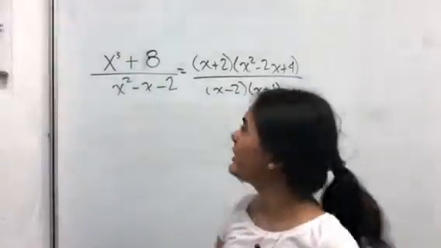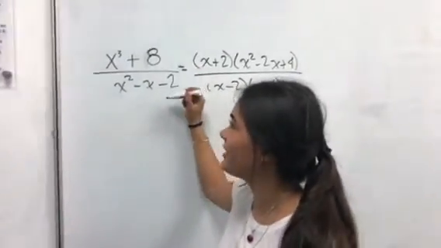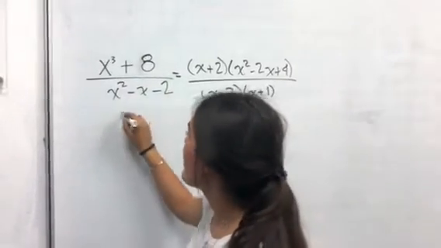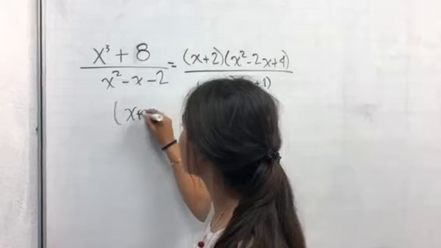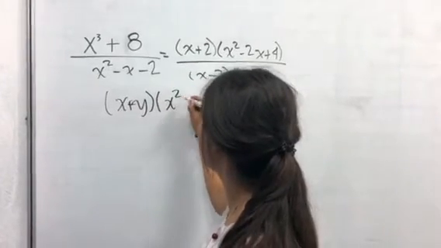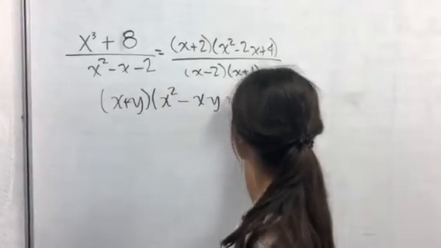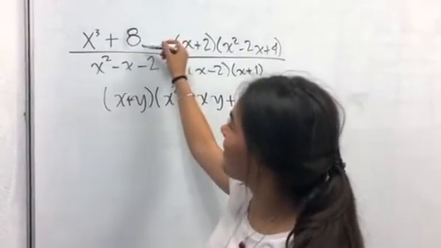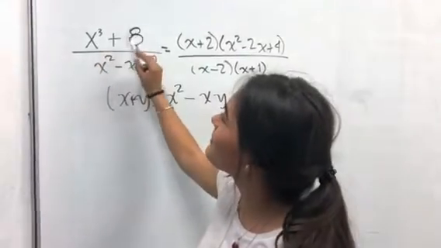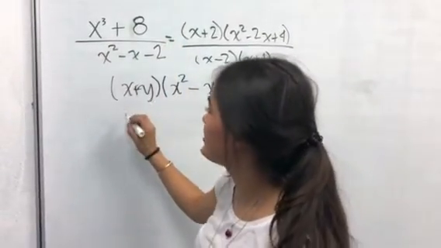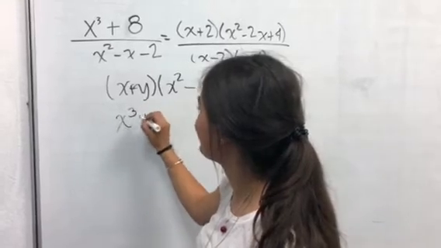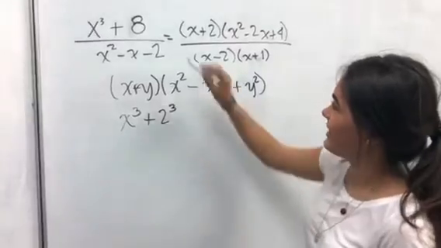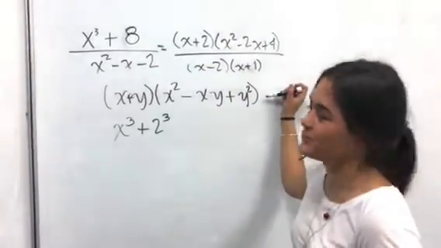To answer the rational function, we have to factorize the numerator and the denominator. The rule to factorize the binomial cube is (x + y)(x² - xy + y²). Here we have x³ + 8, that is x³ + 2³. So we have the equation here that is following this rule.